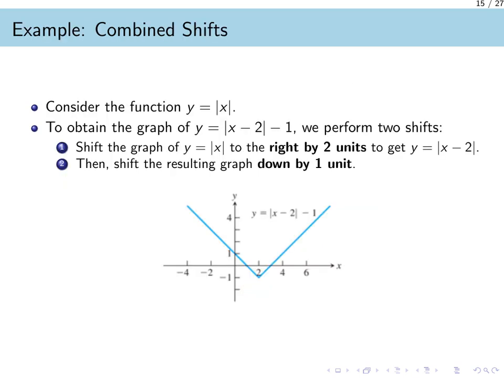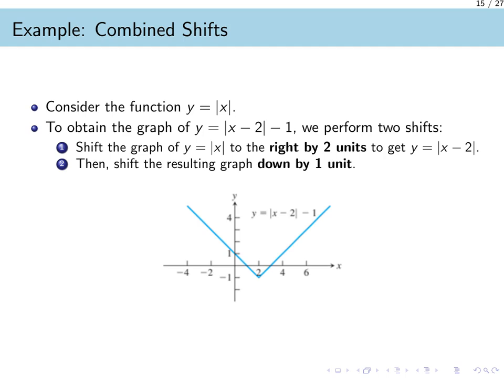Now that we have seen horizontal and vertical shifts separately, we can combine them to move a function's graph anywhere we want. This is a powerful way to build more complex graphs from simple parent functions. Let us start with the basic absolute value function, y equals the absolute value of x. To get the graph of y equals the absolute value of the quantity x minus 2, all minus 1, we perform two transformations in sequence.